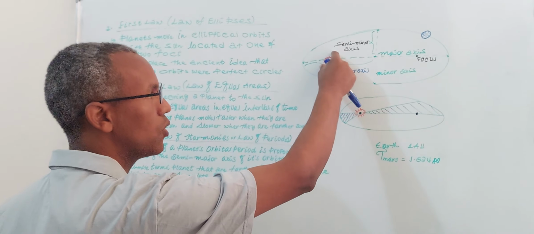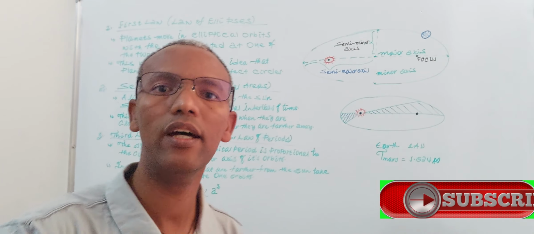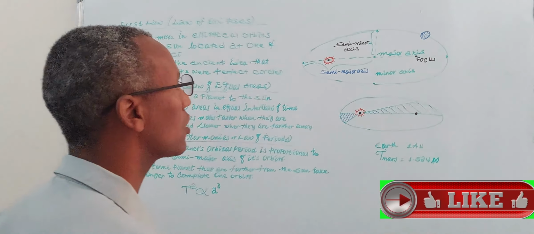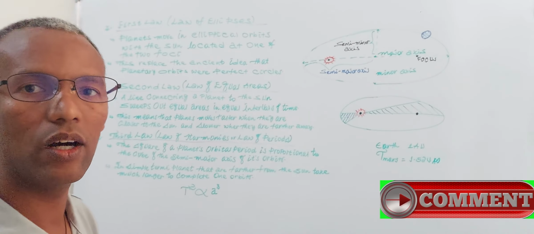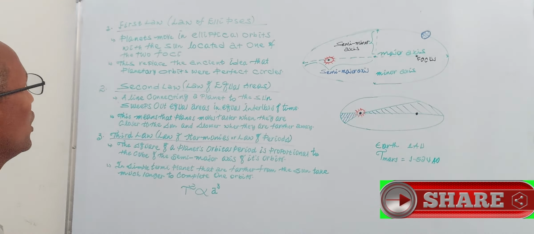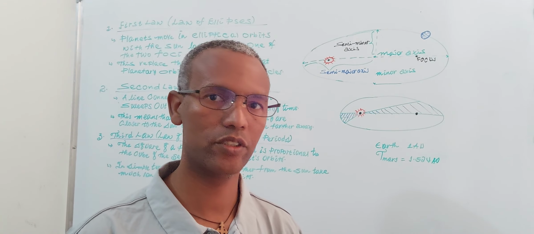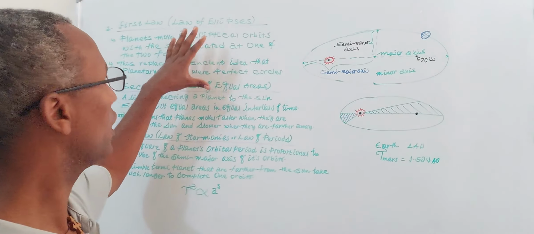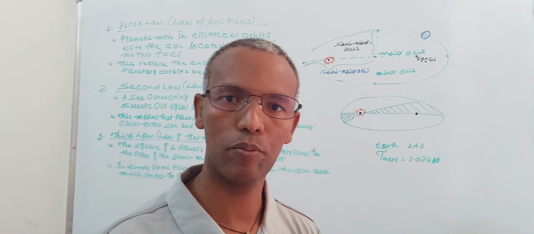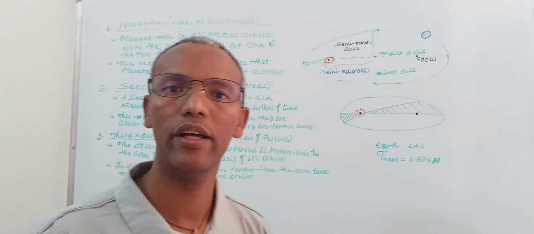So the sun is located at this focus, and then the planet moves along this orbit, which is called the law of ellipses, Kepler's first law. To summarize, the planet moves in an elliptical orbit with the sun located at one focus.